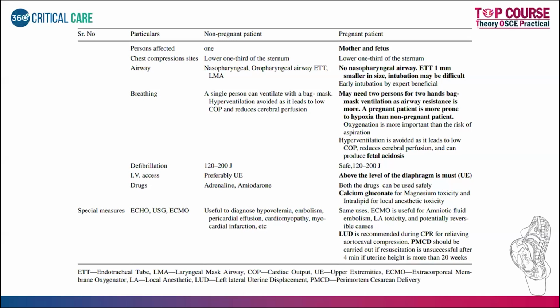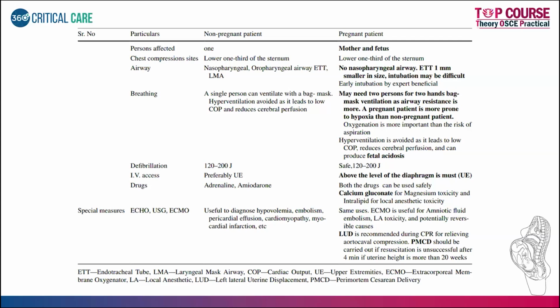Okay, that is a non-negotiable aspect of maternal resuscitation. Okay, so this table, I think, will help you understand the differences between a non-pregnant cardiac arrest resuscitation and a pregnant cardiac arrest resuscitation. Okay, so if you go see this, majorly we are not seeing much. What they say is the airway that I've already mentioned.